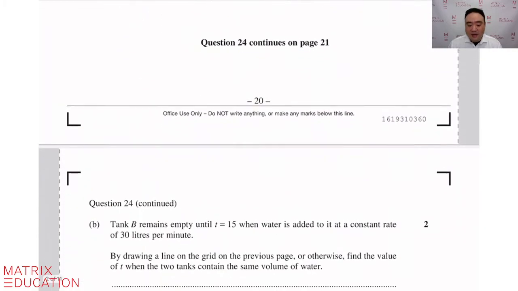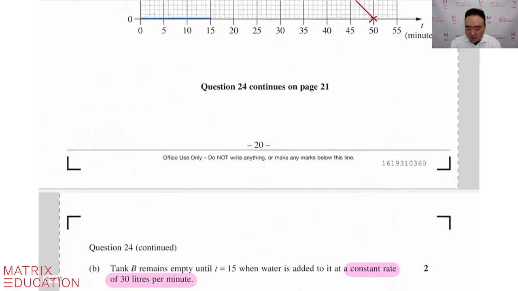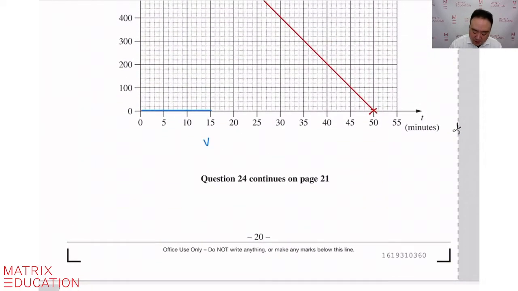Now, let's read on. It said water is added after 15 minutes at a constant rate of 30 liters per minute. This is a keyword right here: constant rate of 30 liters per minute. That tells me that after every single minute, the volume of water goes up by 30 liters. So every minute, the volume goes up by 30. So for V_B, every minute, V goes up by 30 liters.